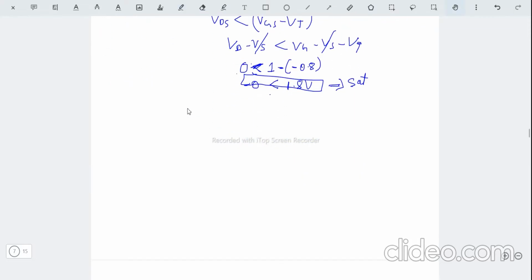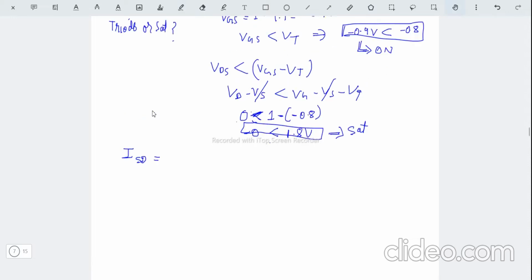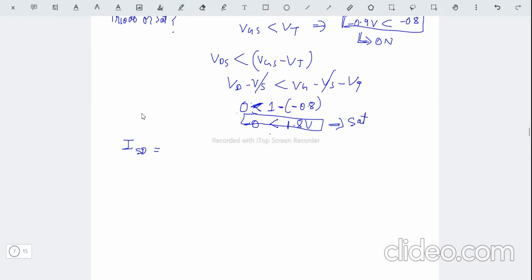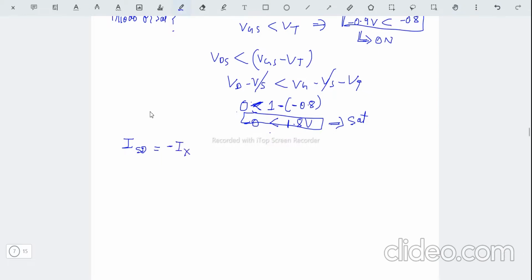So once we know that the MOSFET is in saturation, we shall use the equation ISD equal to... In PMOS, the current always flows from source to drain. Since the B terminal is the source, the current flows from node B to node A, and clearly Ix is in the direction opposite to ISD. So ISD is equal to minus Ix, which is half mu n Cox W over L times (VGS minus VT) whole square.